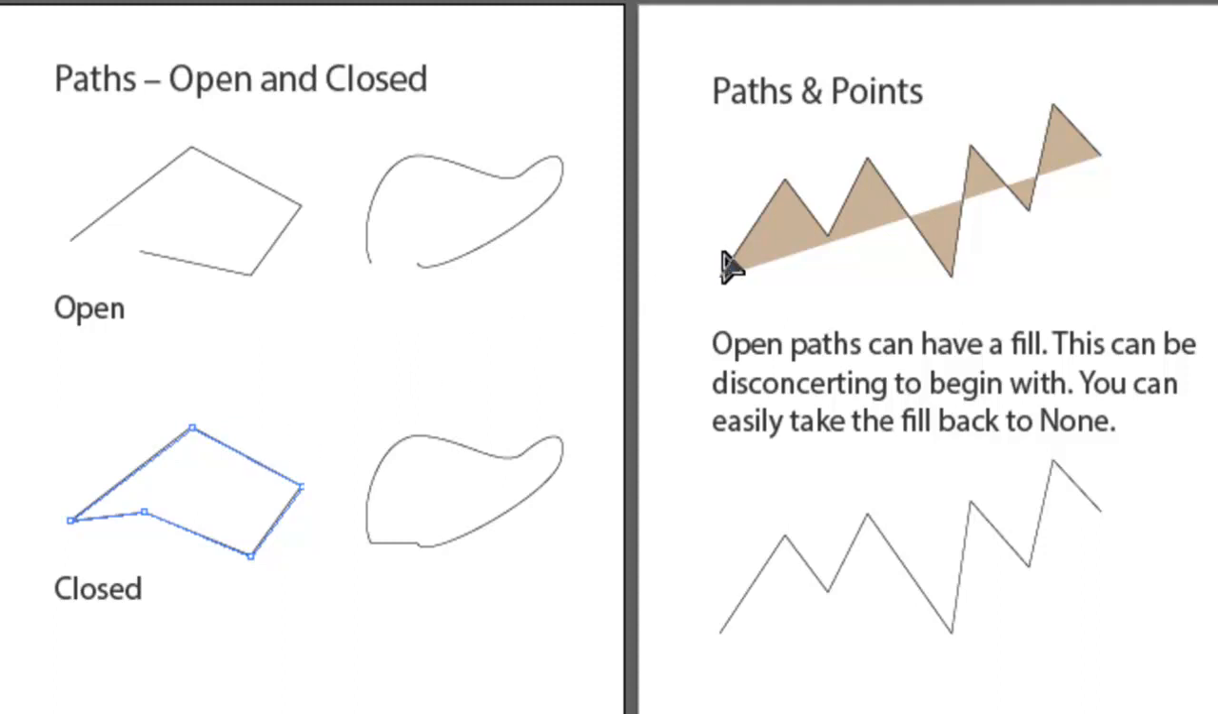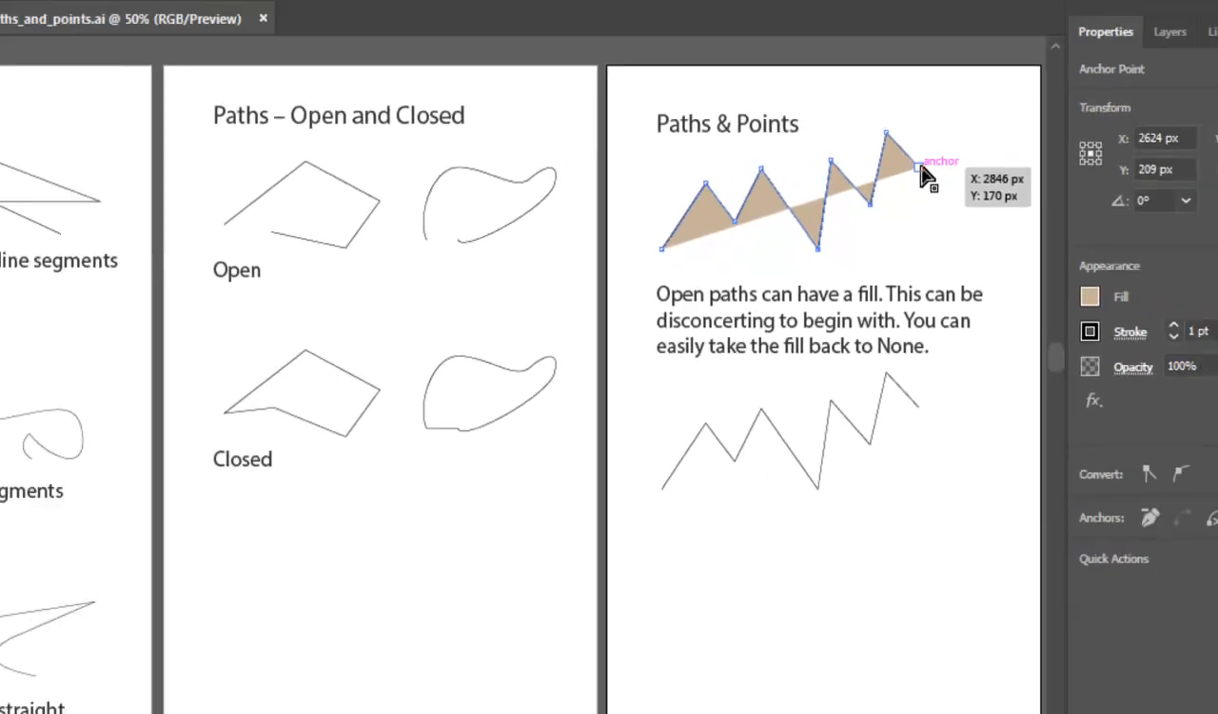A strange possibility when you first come across it is that an open path can have a fill. If there is a fill color currently set as you draw an open path, Illustrator draws an imaginary straight line between the start and the end anchor points and fills areas accordingly. This can be disconcerting to begin with, but it's easy enough to change the fill to none. And there are times when you can use this feature to your advantage.